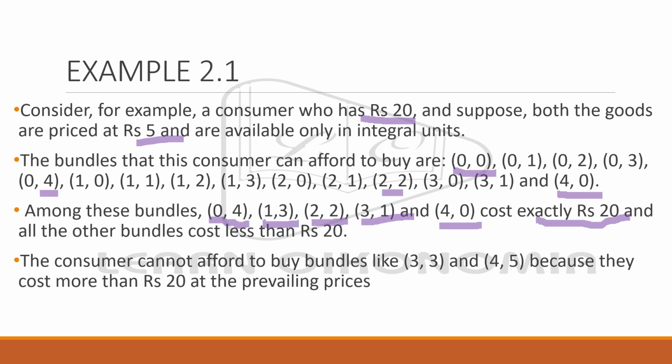So let's consider 3 units of mango and 3 units of banana. So 3 into 5 means 15, and 3 into 5 means 15 again. So this will be costing the consumer 30. So he cannot afford that because he doesn't have money up to that. And here you can see that 4 into 5, 20, and 5 into 5, 25. Again, you cannot afford this much. You don't have this much of money.